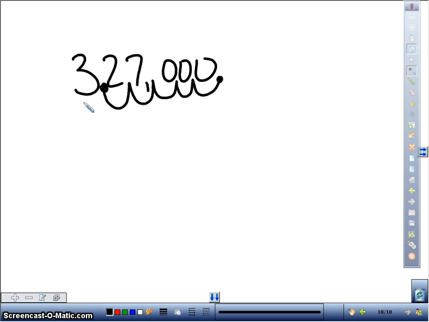We want this one number to be out in front, that's it. And then everything else should be behind in a decimal. So I had to move it 1, 2, 3, 4, 5 times. So I have 3.27 times 10 to the 5th. So that is how you do scientific notation.